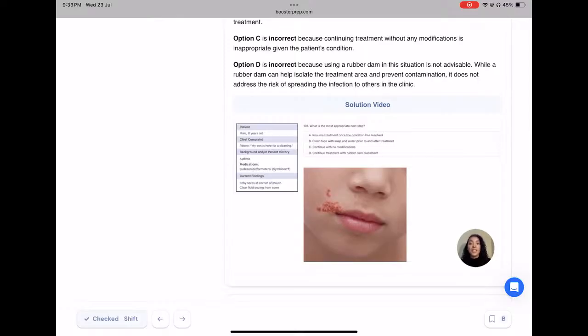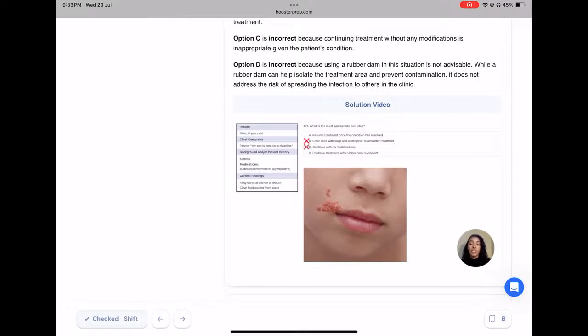So option B reads, clean face with soap and water prior to and after treatment. So this might be helpful with minimizing the transmission of the infection. It doesn't guarantee it, and you will be putting yourself and your staff and possibly other patients at risk. So this is incorrect. Option C reads, continue with no modifications. So again, this is going to put other people at risk of contracting this infection, so this would be incorrect.